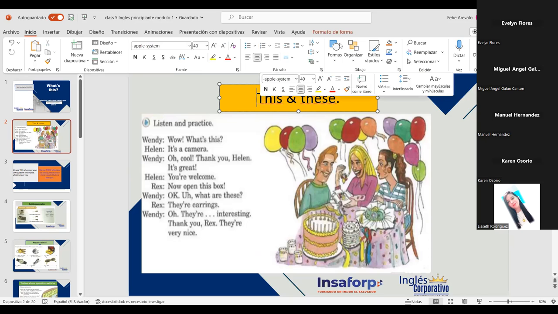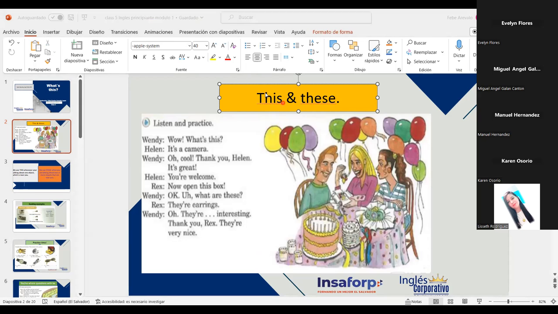First of all, para iniciar, this one se pronuncia este, que sería THIS, se pronuncia this, this. Y este, que el deletreado sería THESE, se pronuncia these, these, okay? This, these, these, this, okay?